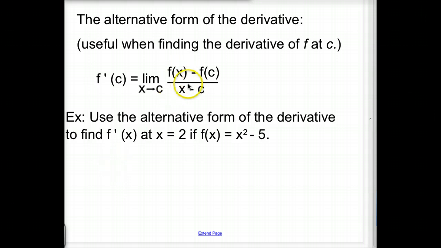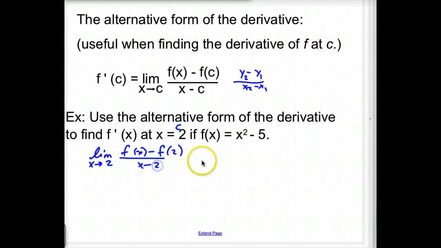Looks a little simpler, doesn't it, than without all that delta x stuff in there? It's still the change in y over the change in x. It's still y2 minus y1 over x2 minus x1. Okay, so use the alternative form of the derivative to find f prime of x at x equals 2 if f of x equals x squared minus 5. So we're going to do the limit as x approaches 2, this is our c, of f of x minus f of 2 all over x minus 2.